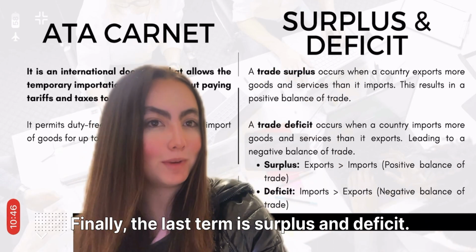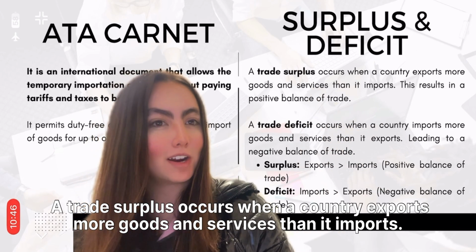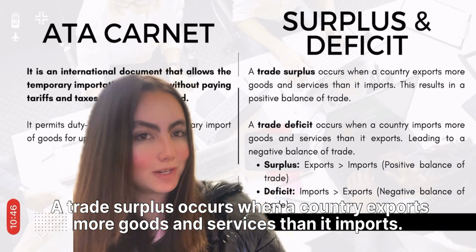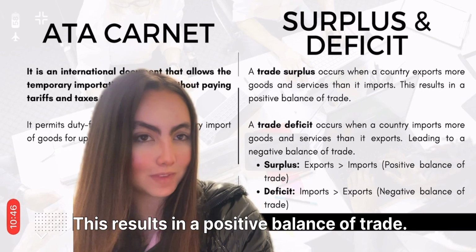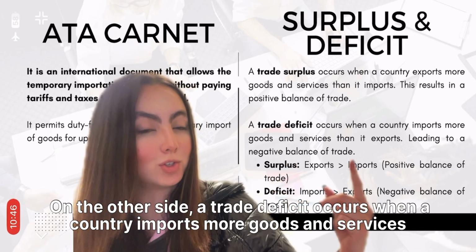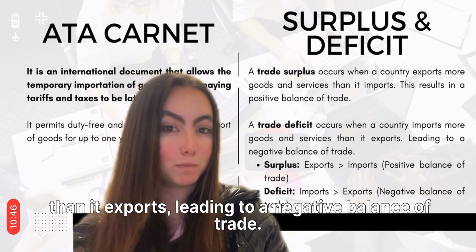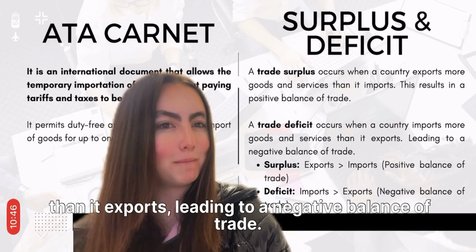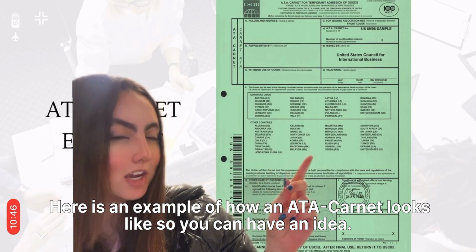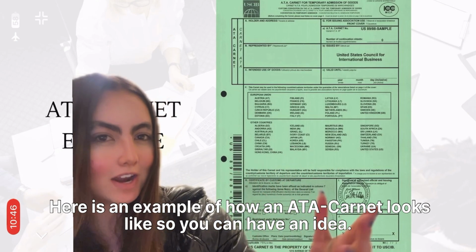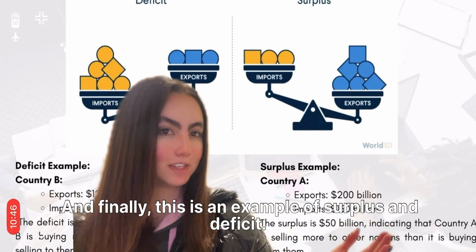Finally, the last term is surplus and deficit. A trade surplus occurs when a country exports more goods and services than it imports. This results in a positive balance of trade. On the other side, a trade deficit occurs when a country imports more goods and services than it exports, leading to a negative balance of trade. Here is an example of how an ATA carnet looks like, so you can have an idea. And finally, this is an example of surplus and deficit.